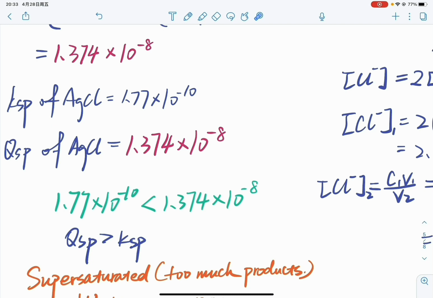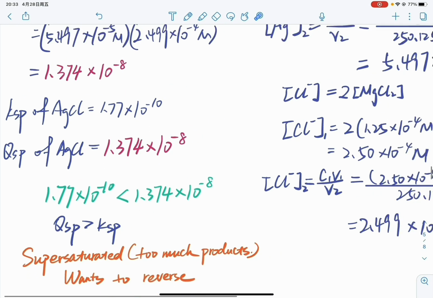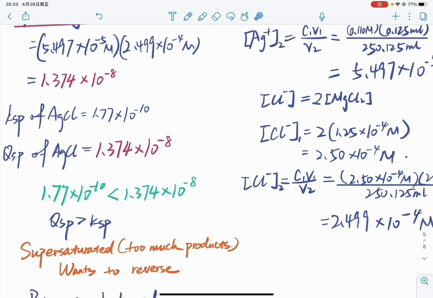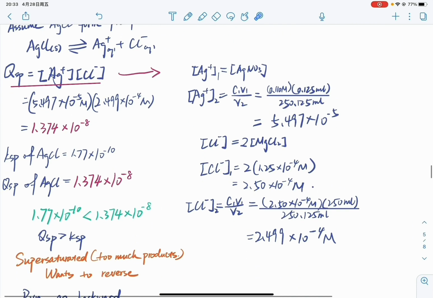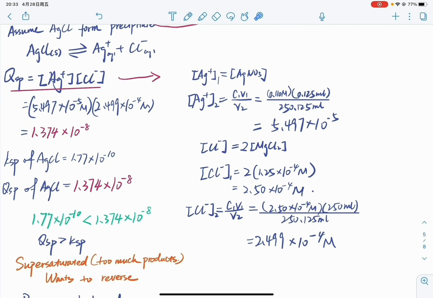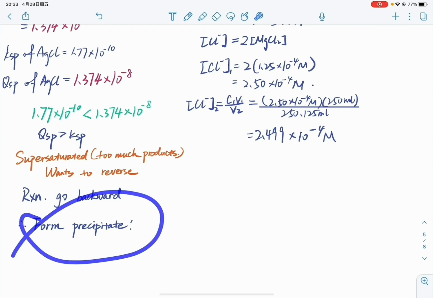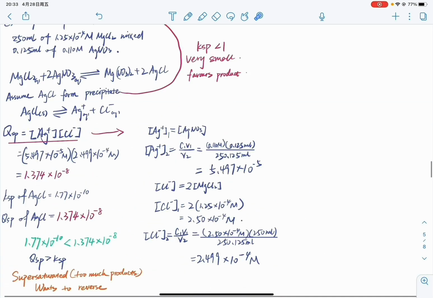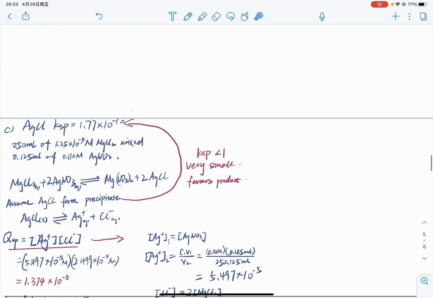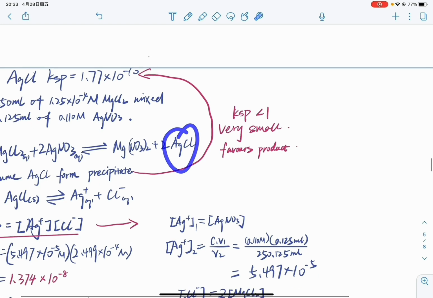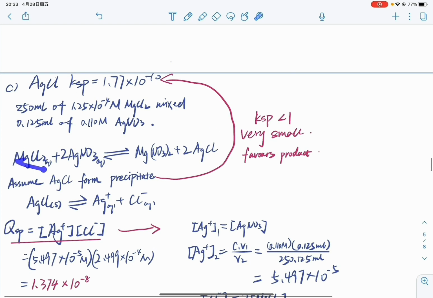So it's obvious that the QSP is bigger than the KSP. Which means that it is supersaturated and that there is too much product. So the reaction wants to go in reverse to form the solid, which is AgCl. So we get the conclusion that this reaction is going to form precipitate, with AgCl as the precipitate for this reaction.